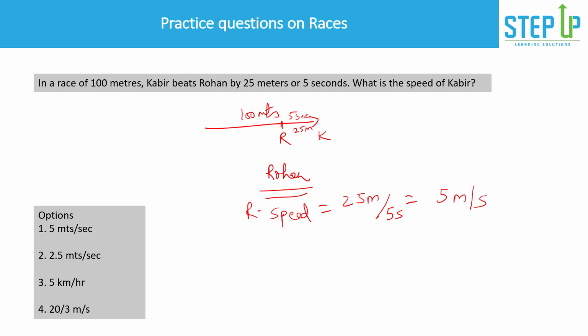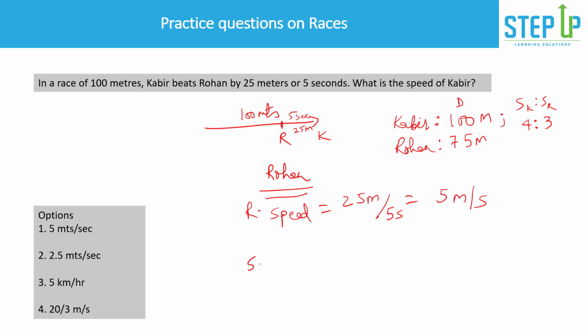Now, also we know the distance. Kabir covers 100 meters. In the same time, Rohan has covered 75 meters. That means this is the ratio of the distance, so the ratio of speed would also be equal. We understood the concept of proportionality in the previous video. So speed of Kabir versus speed of Rohan would be 4:3, right?